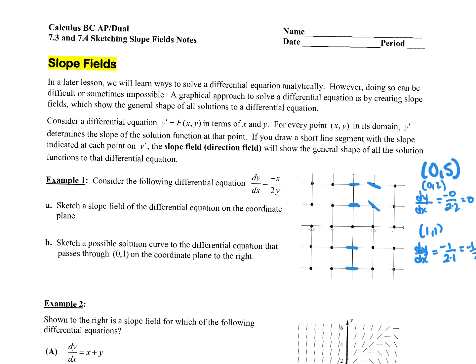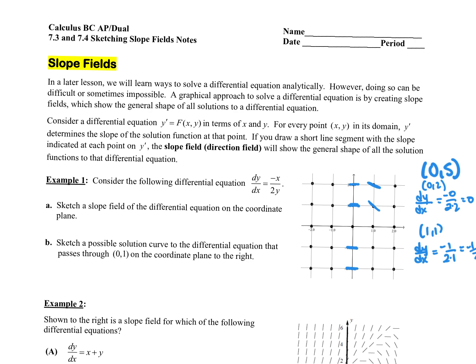They don't really care that much how accurate you are about like the steepness, right? That's kind of hard to grade. So what you really care about on your slope fields is positive, negative, 0, and undefined. Those are the things you really want to look for. Positive slopes, negative slopes, 0, and undefined. We said the slope was undefined at 0, 0.